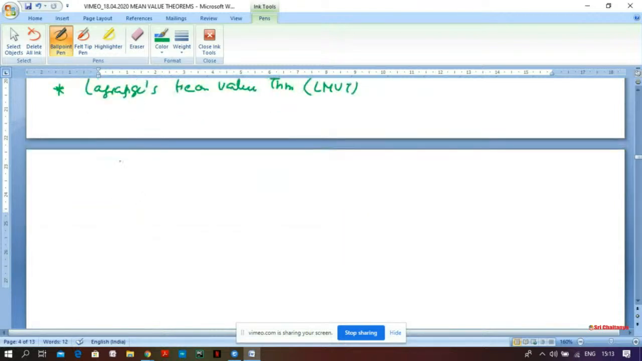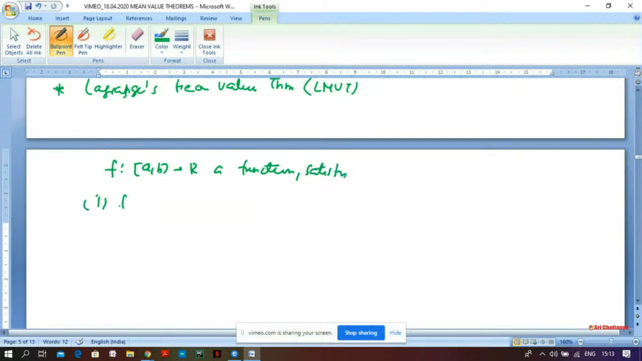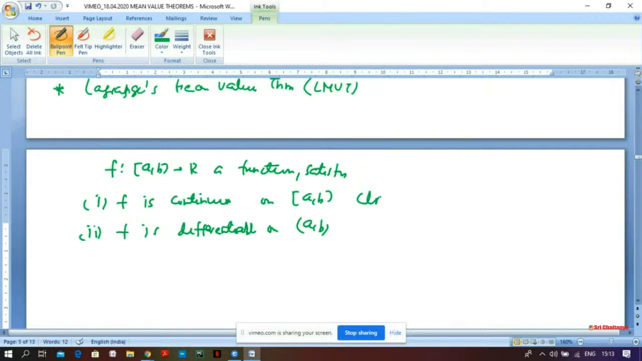So the statement is exactly this. f: [a, b] → R is a function. The hypothesis is that f is continuous on [a, b], the closed interval, and f is differentiable on (a, b). This is open, this is closed interval; I emphasize, closed and open. And third, nothing is there.